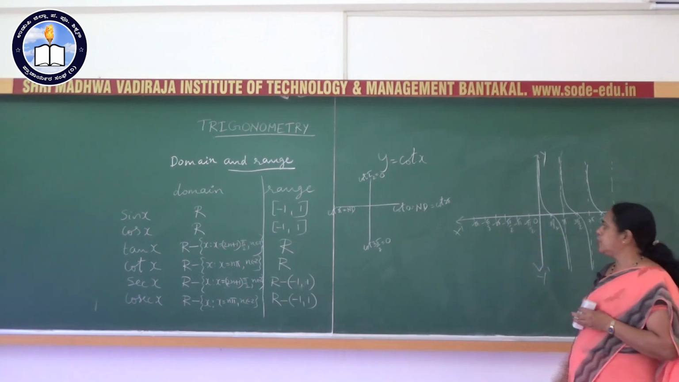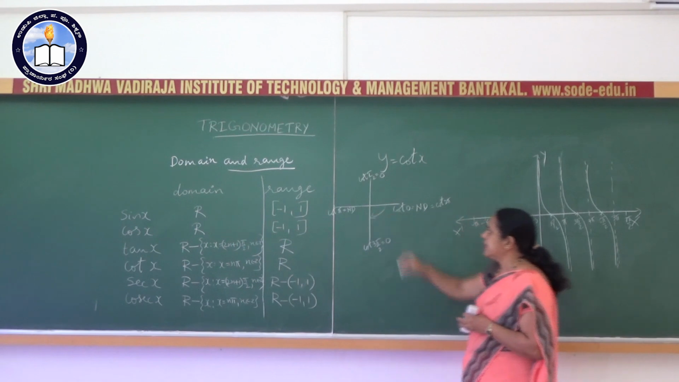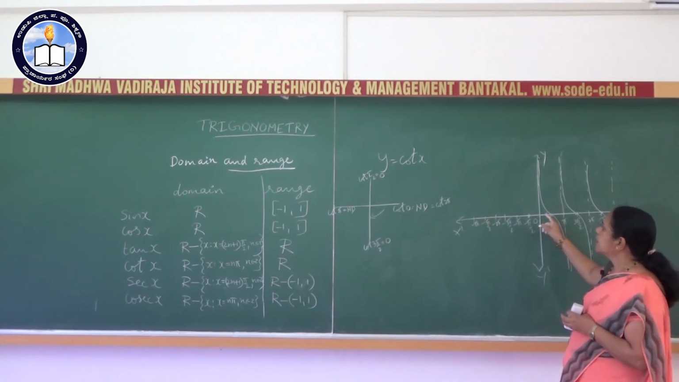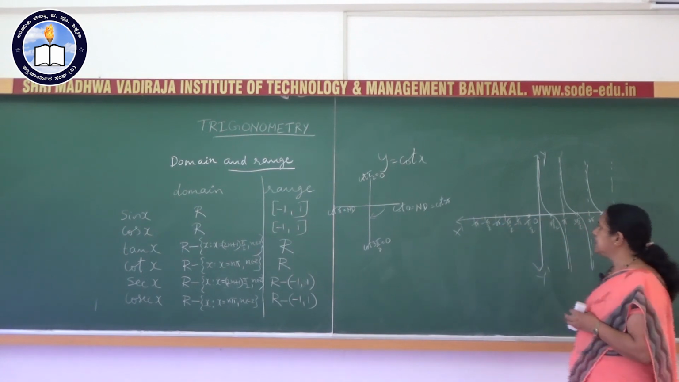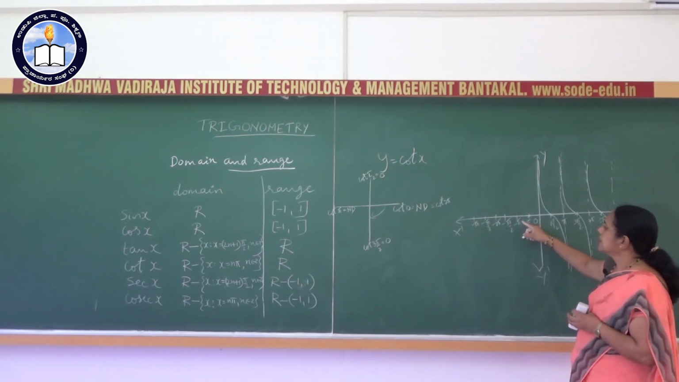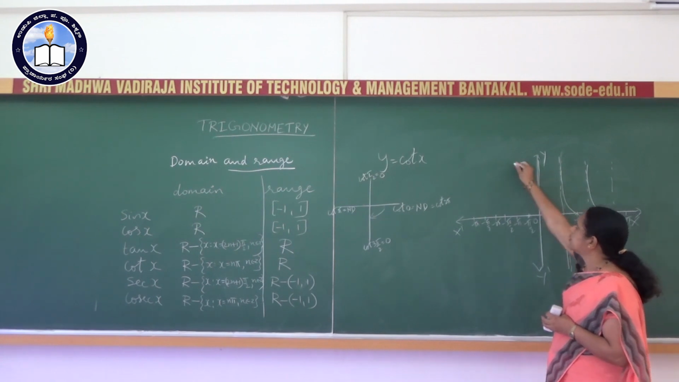When x is negative, cot minus 90 is 0. In the fourth quadrant, cot theta is negative, so the graph lies below the x-axis. Cot 180 is not defined.